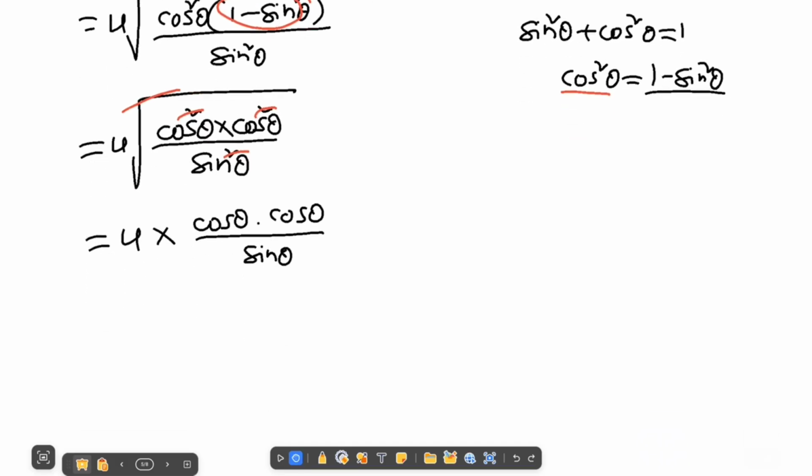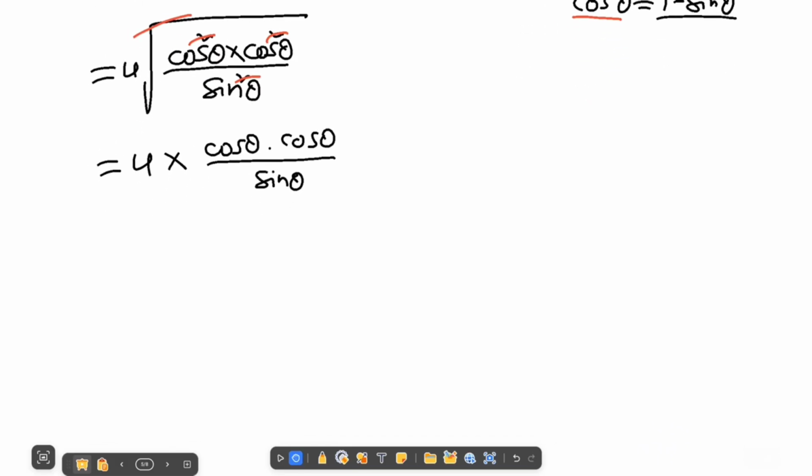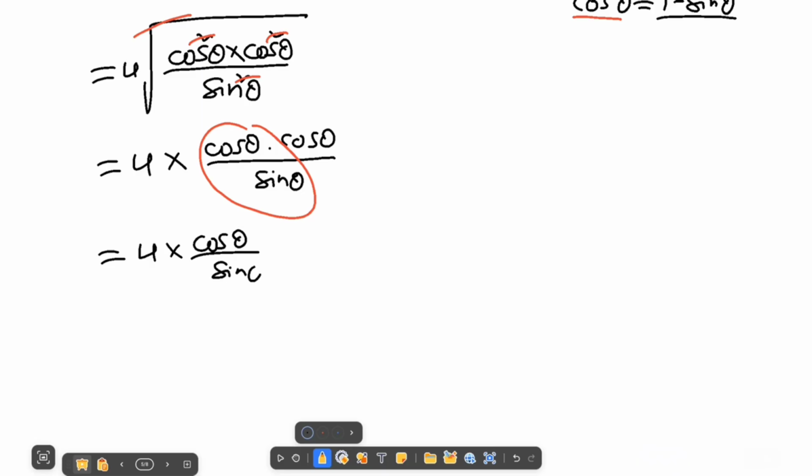Now this we can write as 4 into cos theta by sin theta into cos theta. So it is equal to 4 times, or 4 into, cos theta by sin theta, which is cot theta. So cot theta into cos theta. So this is equal to RHS.